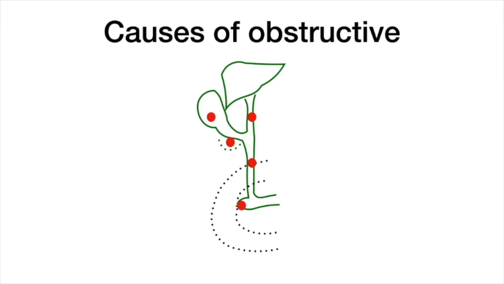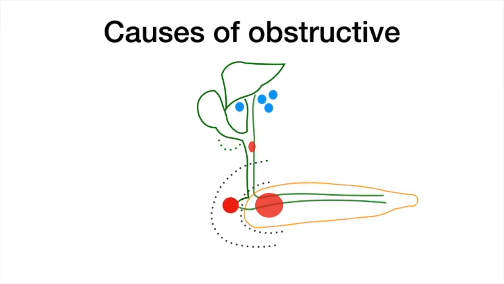So it may be a stone in the common hepatic duct or common bile duct, or these are some malignancies like tumor in the hepatic duct or bile duct, or tumor in the head of pancreas, or ampulla of Vater or periampullary carcinoma, or some periportal nodes. All these can cause obstruction of bile flow and cause obstructive jaundice.